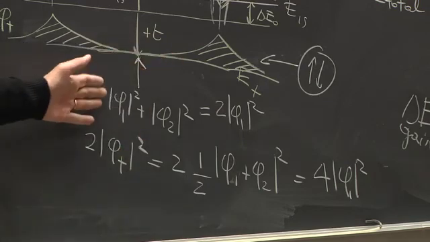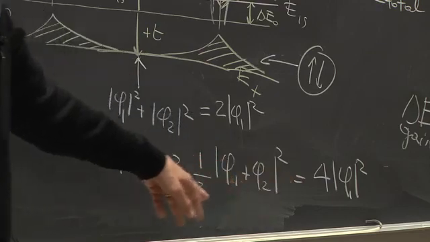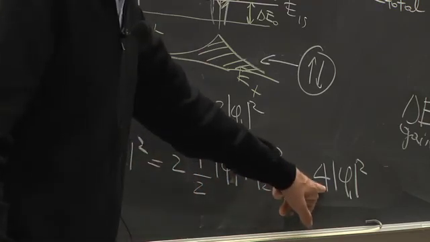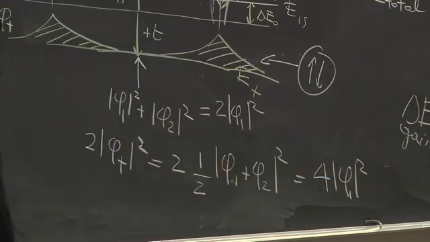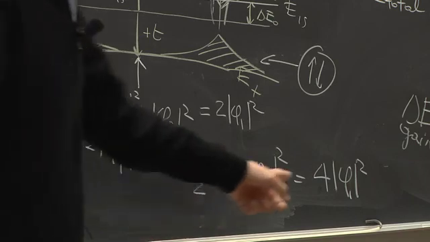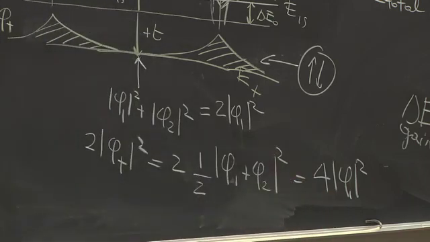So you see, just out of simple mathematics, we get an additional factor of 2 here with respect to the original solution. So building a linear combination of the two states and filling only that one doubles the value of the density at the midpoint.